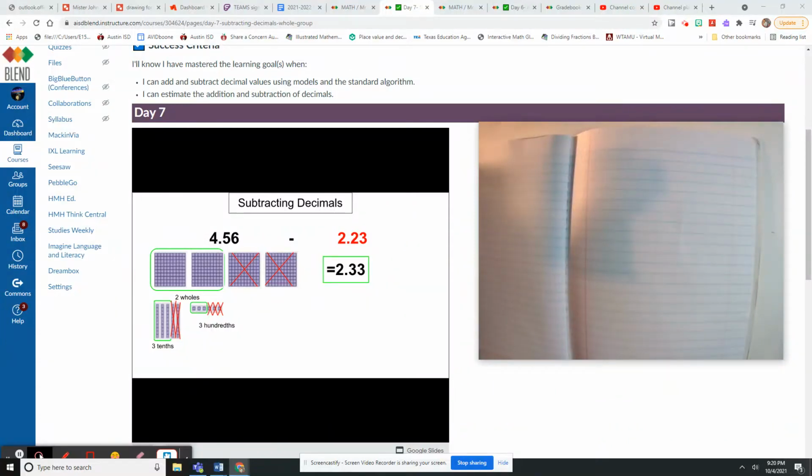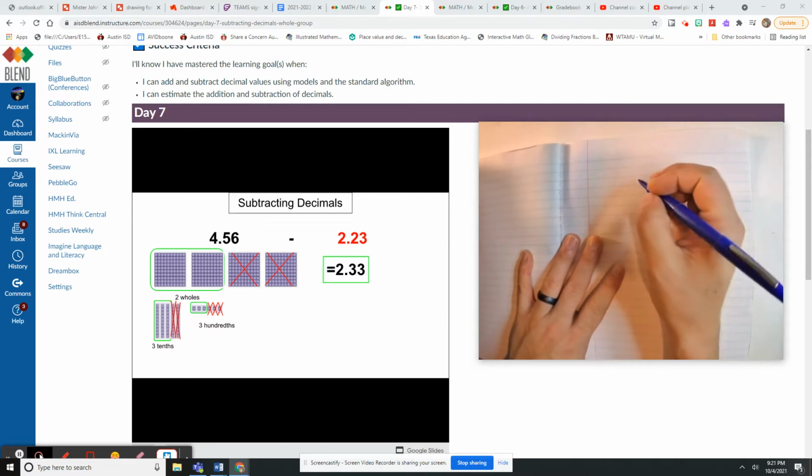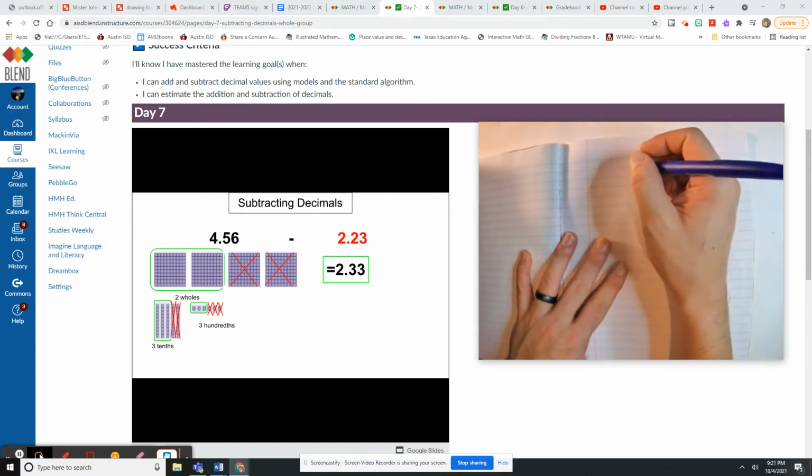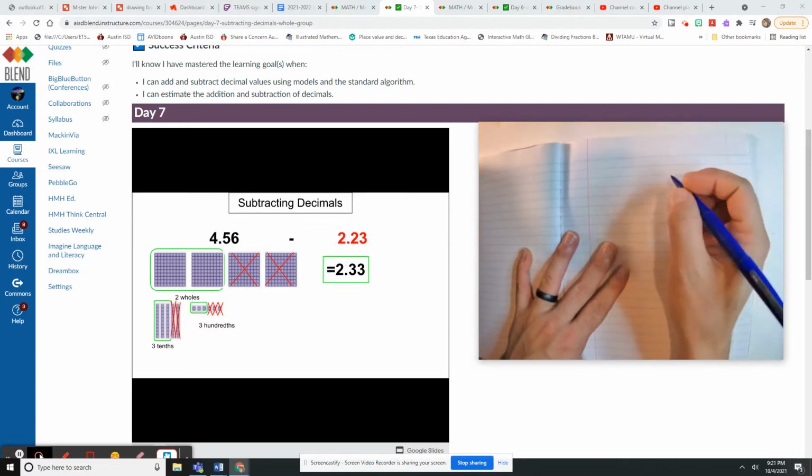Right, now let's take this problem and solve it with the algorithm, which means we're going to follow the rules that we took in notes. So let's give that a shot. We have two numbers here. We have the number 4 and 5600ths, and we have the number 2 and 2300ths, right?